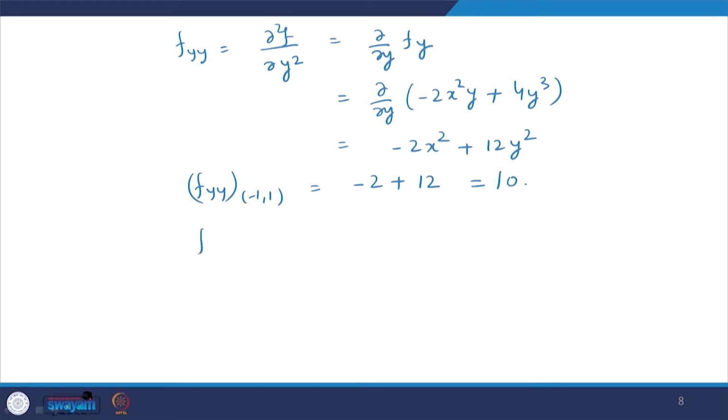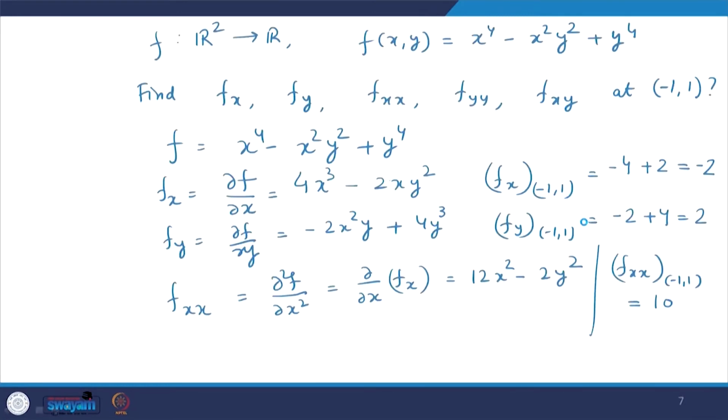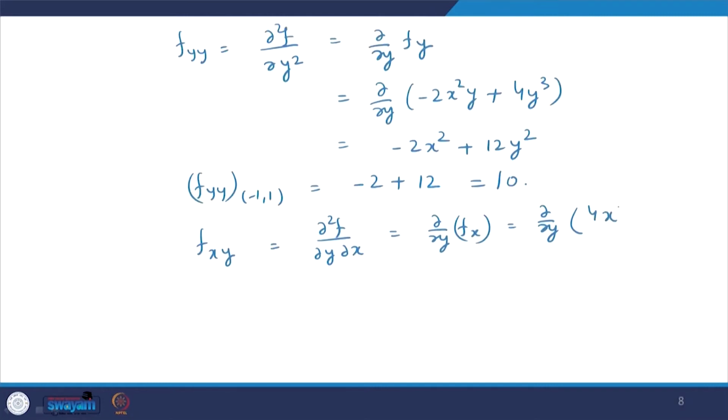Now, the last is f x y. f x y means del square f upon del y del x. That means del by del y of f x. Now, what is f x? f x is 4 x cube minus 2 x y square. So, this is 0 minus 4 x y, and the value of this at minus 1 comma 1 will be nothing but 4.